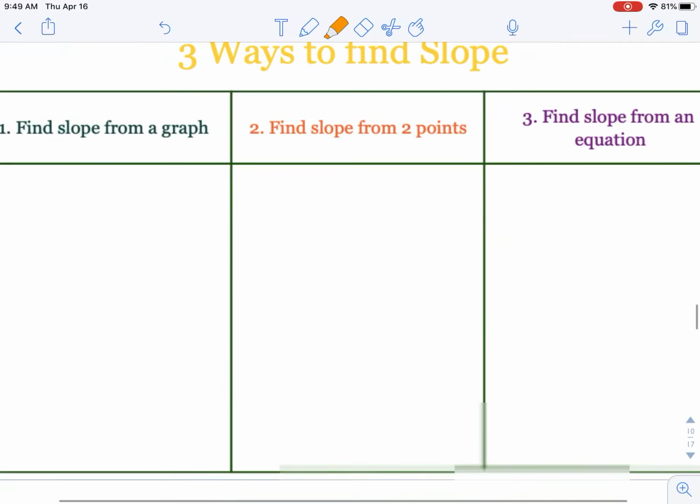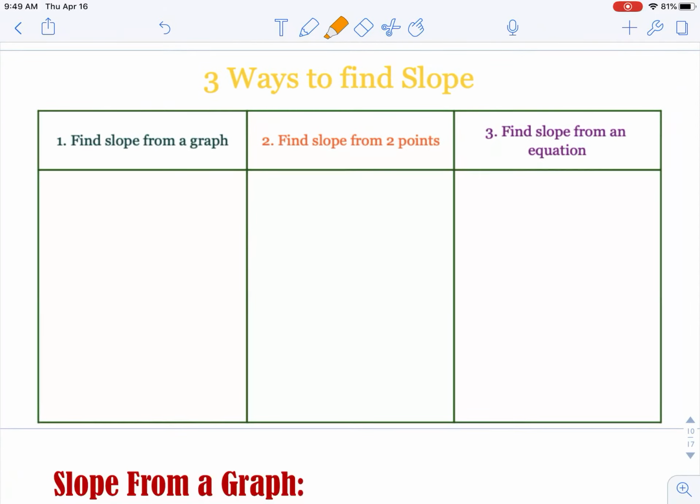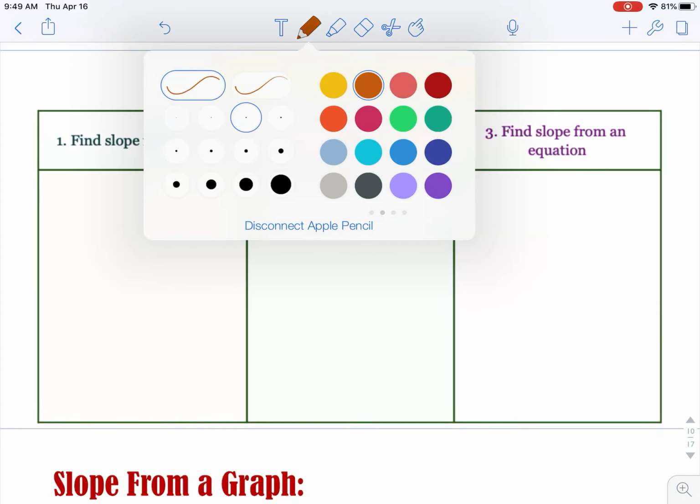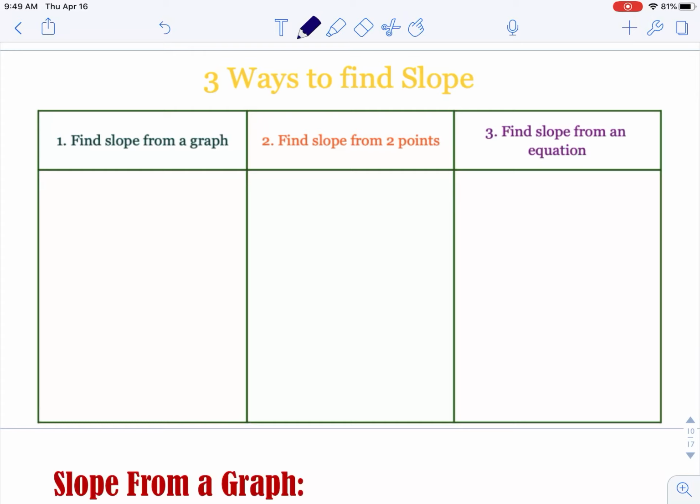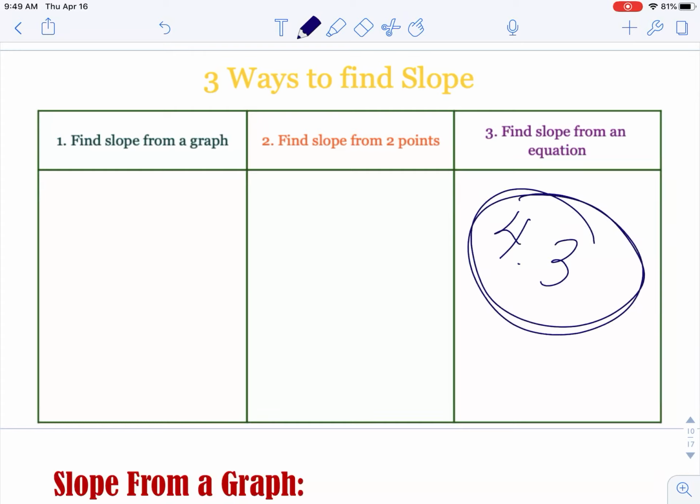There's your quick review. All right, so there are 3 ways to find slope. We will be working on this number 3 way in 4.3, so you don't have to worry about that right now. But we are going to look at the other ways to find slope. And let's begin.